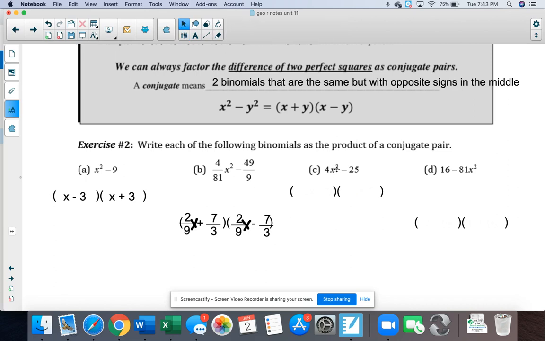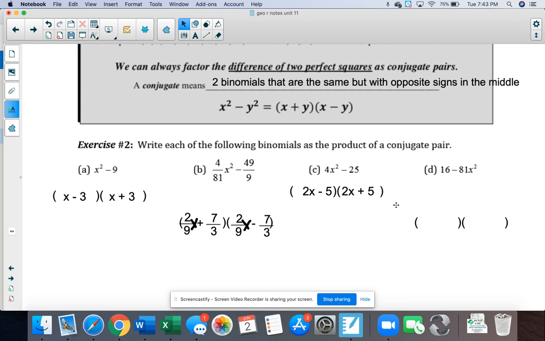For C, if you want to pause it and try these, you can try these on your own and then play the video to check your answers. 4x squared minus 25. So that's going to be 2x minus 5 and 2x plus 5. Okay, these are both perfect squares. 4 is a perfect square, and x squared is a perfect square. 2x times 2x is 4x squared. 5 times 5 is 25.